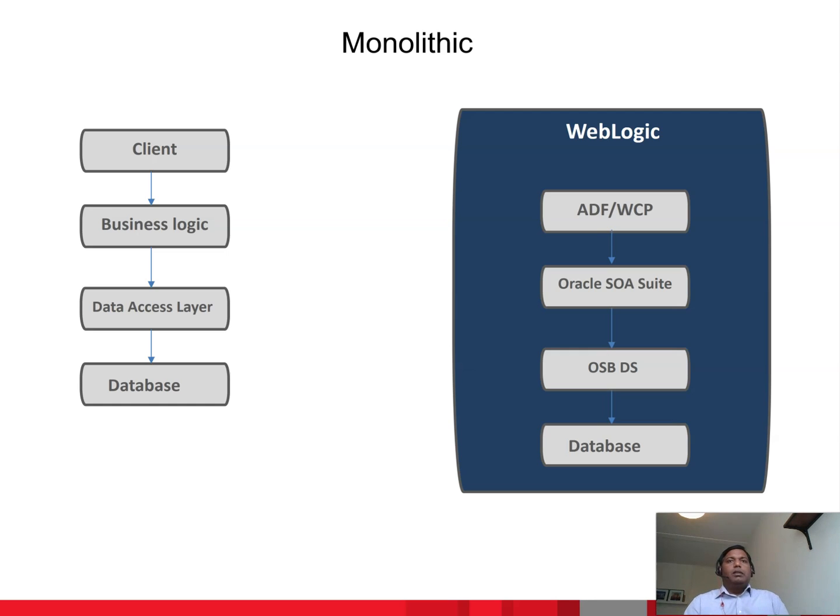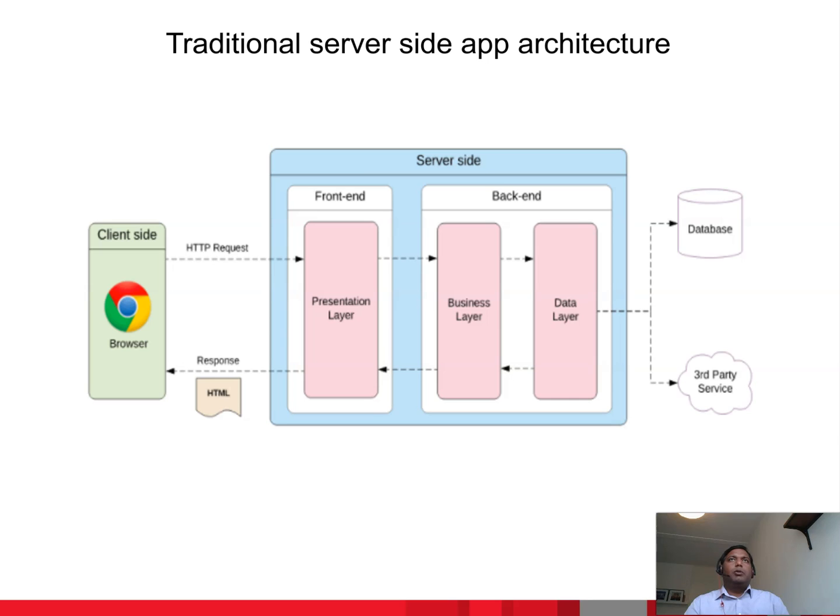Another example, especially in Oracle Fusion Middleware, is where everything runs under WebLogic, where we build the data services, business processes, or orchestration, and also the user interface. And maybe this is the time where we should look at some of the modern technologies and modernize our architecture. But let's first talk about the traditional server-side application architecture.